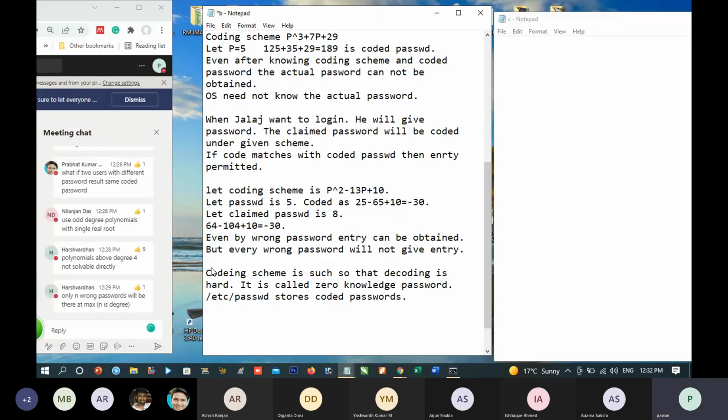What is the disadvantage of such a scheme? Can someone suggest to me? Our conclusion is this, that the coding scheme is such a function whose inversion is not possible.